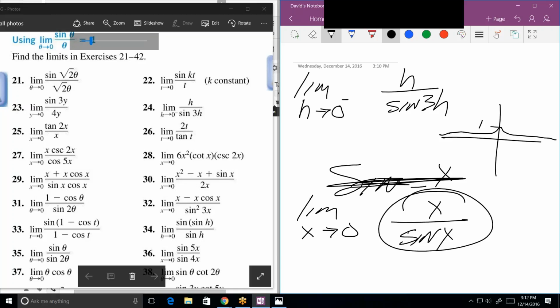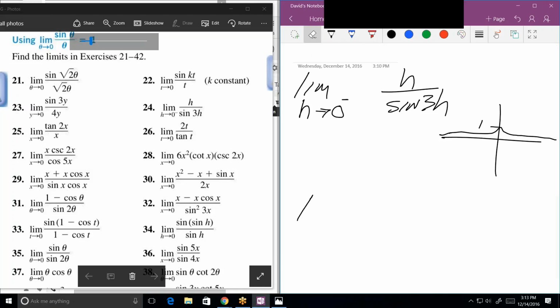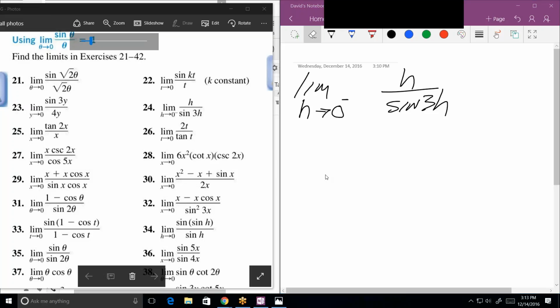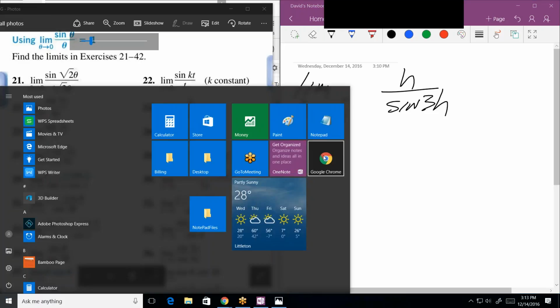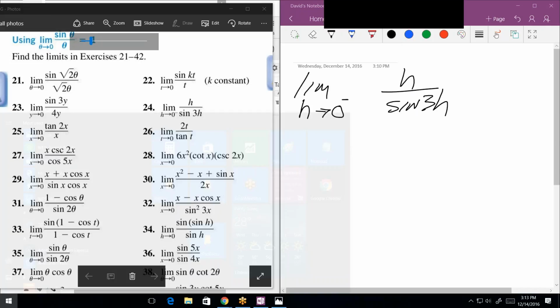Now the question is x over sine x? You know what, I better graph it. Hold on. Let me pull up Wolfram Alpha. I can't imagine that it's not 1. Computer's running a little slow.